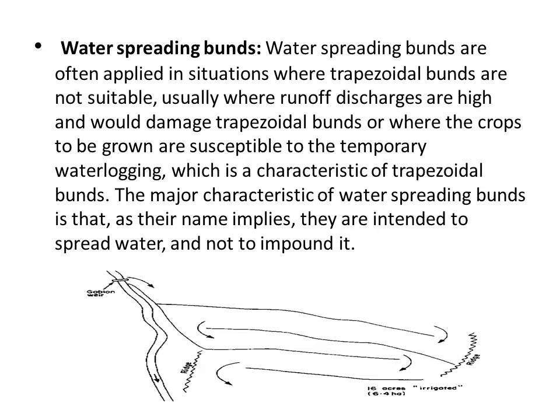The major characteristic of water spreading bunds is that, as the name implies, they are intended to spread water and not to impound it. So the water spreading bunds function to spread the water and not to store the water, because when the runoff is more, the flood flow will be high. Hence the trapezoidal bunds are not suitable in such cases because they may get damaged. So in such cases the structures to spread the floods are provided and they are called water spreading bunds.